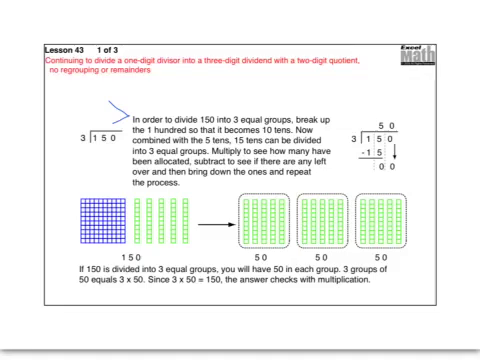Multiply to see how many have been allocated. That means how many have been put into the groups. Subtract to see if there are any left over, and then bring down the ones and repeat the process. So we have a little shortcut to remember these steps. We say first we're going to divide, then we're going to multiply, then we're going to subtract, and then we're going to bring down. Those are our 4 steps that we go through over and over again when we're dividing.